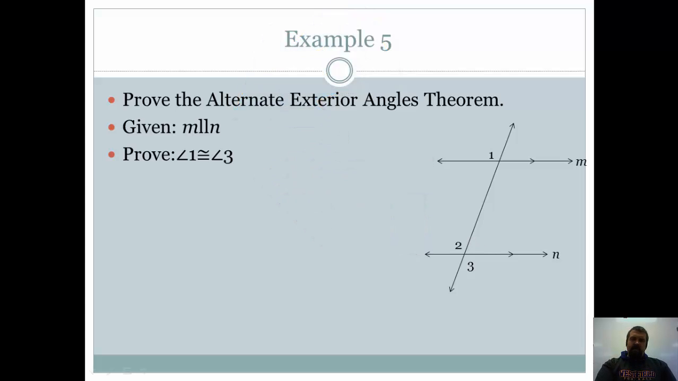Now, if you would have put all 1 through 8 for all these angles here, that would have been fine, but you honestly only need these 3 to prove it. So I gave you a little bit of a deal, or shortcut. Well, if I know lines M and N are parallel, the only theorem I can't use is the alternate exterior angles theorem, because it wouldn't make sense for me to prove this theorem using this theorem.